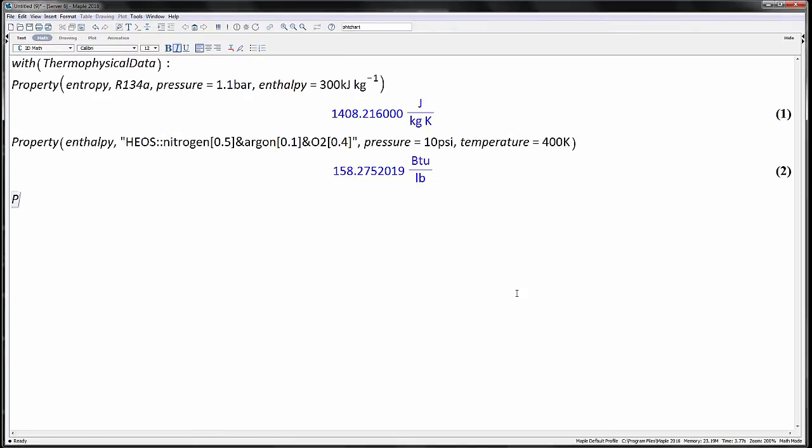You can also calculate state-independent data. For example, here we compute the critical temperature of argon.